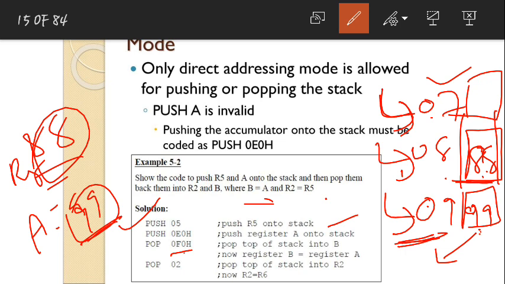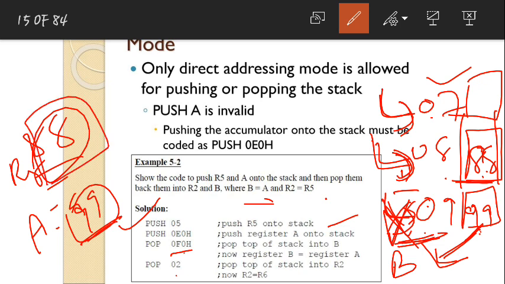So pop F0 means first whatever the value is here will move into F0, B. After moving into B, wherever the pointer is pointing, that address value will be decremented by 1. When 9 is decremented by 1, it will point towards 08. Now it is not pointing towards 9, it's pointing towards 08. Now this 88 should be moved. Where was 88? In R5. That R5 should be equal to R2, right? So this 88 should be moved to 02. R2 means 02 is its address.